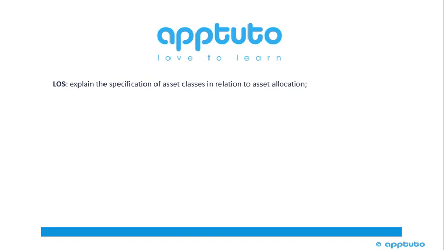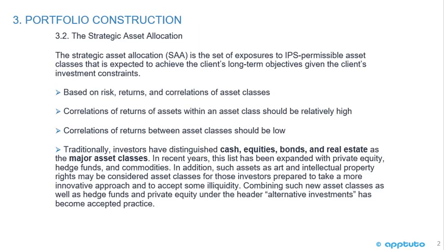This LOS is to explain the specification of asset classes in relation to asset allocation. Portfolio construction, the strategic asset allocation. The strategic asset allocation is the set of exposures to investment policy statement permissible asset classes that is expected to achieve the client's long-term objectives given the client's investment constraints.